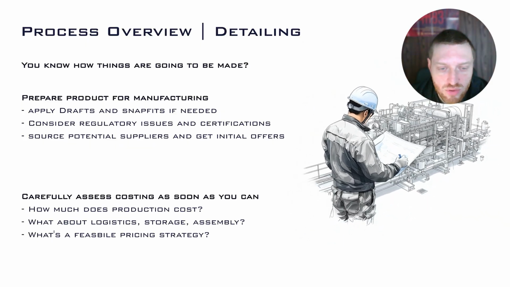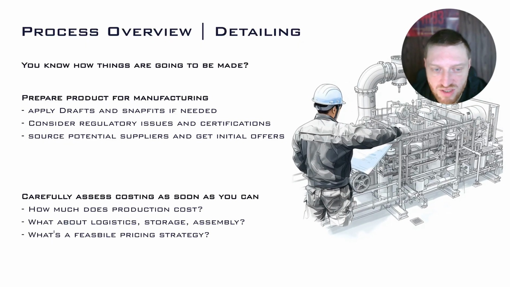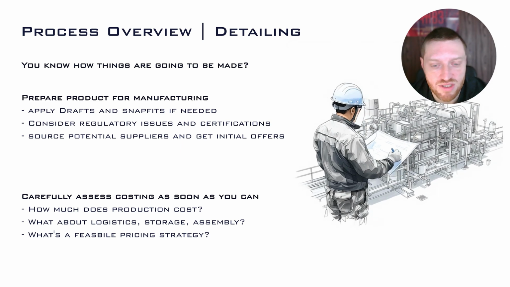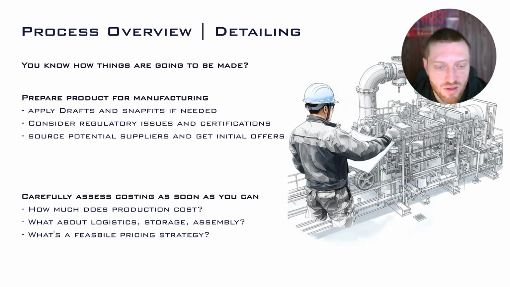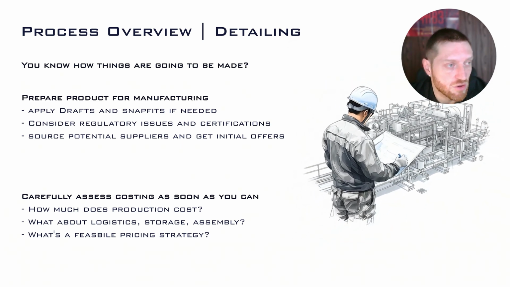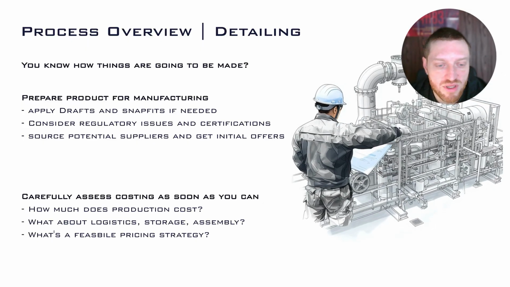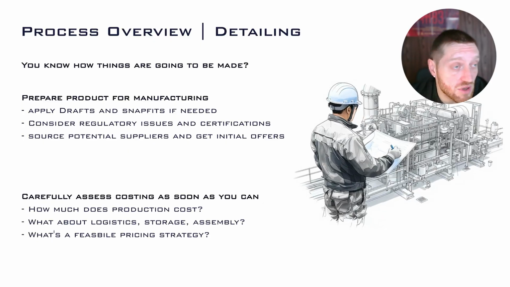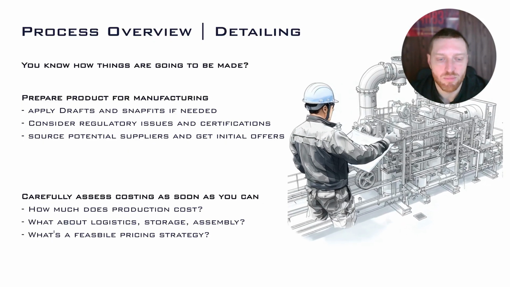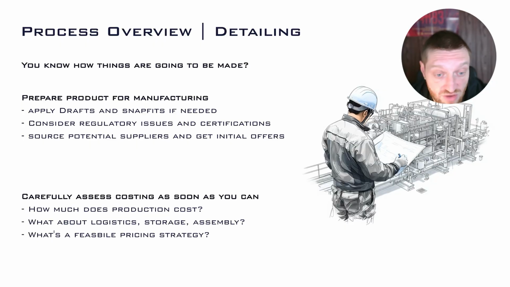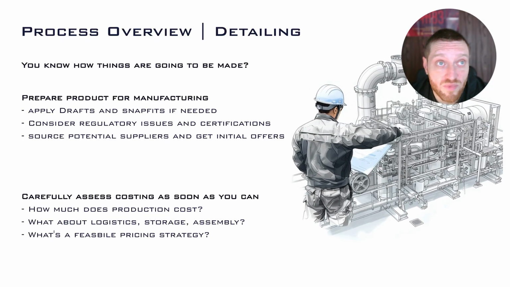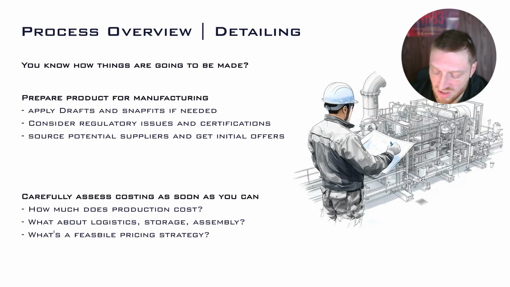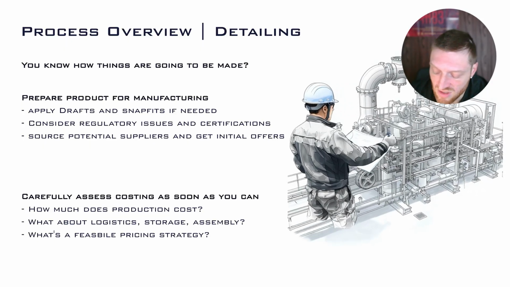It's important that you assess the costing as soon as you can. So how much does the production cost? But also, what about logistics, storage, assembly, shipping? Where do we store stuff? How does it go from here to there? Who is assembling it? Where is it being assembled? And do you need to pre-assemble certain things? There are so many parts to this process that you have to consider at this stage. So you also get to think about a feasible pricing strategy because you get a much clearer understanding of the costs that will come at you.